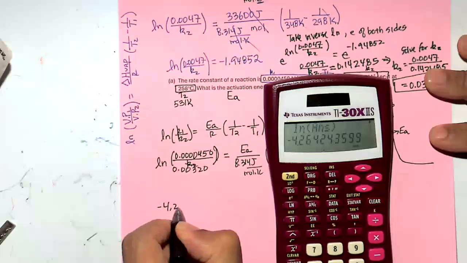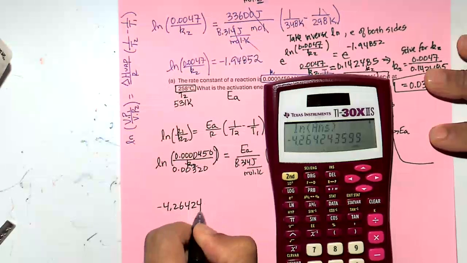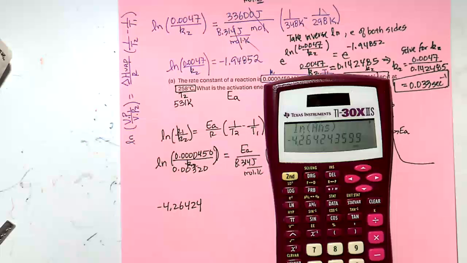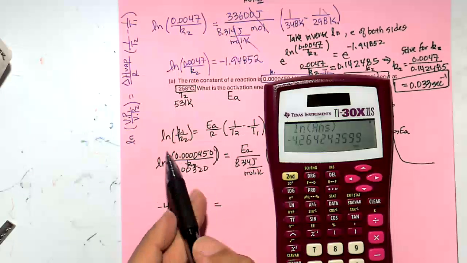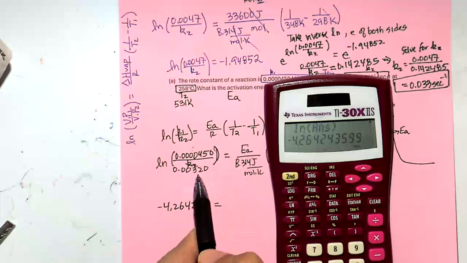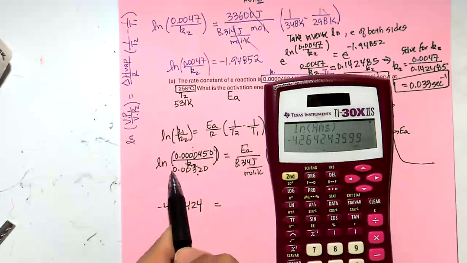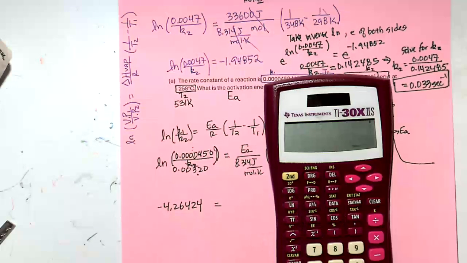Getting minus 4.26424. Okay, it's just from the calculator. Take this number, take this divided by this, that number, you natural log it on the calculator. I'll do it again: 0.0000450 divided by 0.00320, and then take the natural log of it.